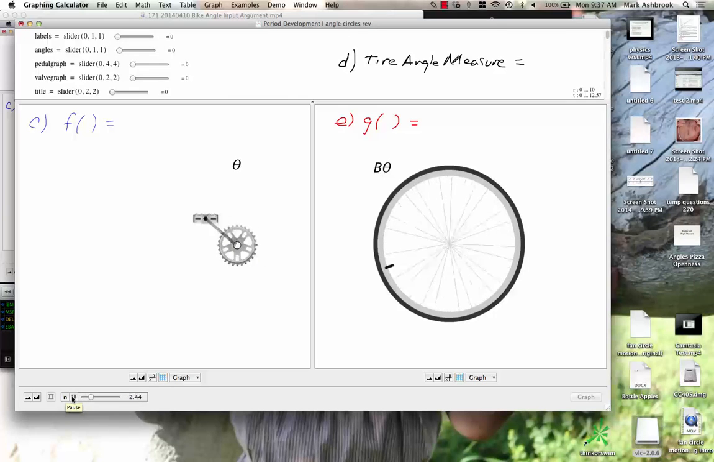Okay, so they want you to write a function f. And what is the input of f? Adam, what's the quantity? Tell me what quantity they're talking about in f.